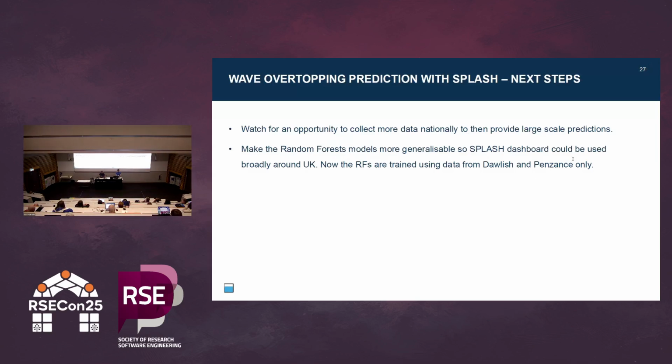So next steps is we'd like to do some more data collection, and be able to scale this up to other locations around the world, or at least around the UK. Currently, the two random forest models are location specific in their training. We would like to build some more generalizable models that will at least partially work for any location, perhaps with a small amount of additional training put onto them.